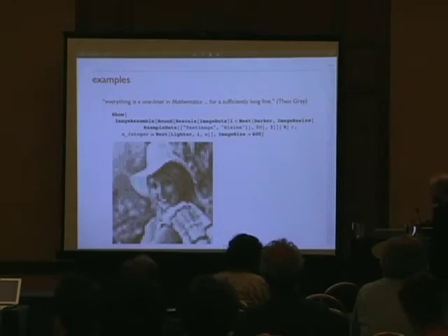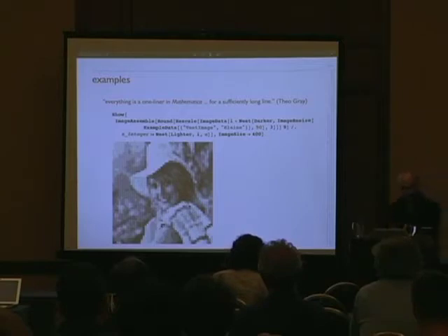The co-founder of Wolfram, Theodore Gray, once said that everything is a one-liner in Mathematica for a sufficiently long line, and that's kind of true. You see Mathematica code bases, and if someone writes in vi and just dumps their code out into Git or CVS or whatever, it can really look like a hairball. But this is a Mathematica hairball that won a one-liner competition for Mathematica a couple years ago. These are code snippets that had to be under 140 characters. They had to be tweetable code snippets.